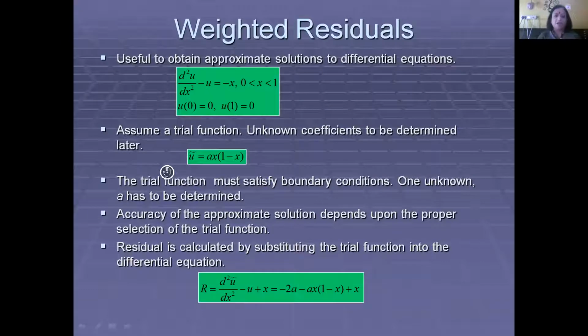Okay, never mind. So if I need to find A, I have to take the help of my boundary conditions. The trial function must satisfy the boundary conditions. I have only one unknown, therefore one boundary condition is sufficient. Of course, if I choose a solution which is very different from the actual nature of the exact solution, my error will be quite high.